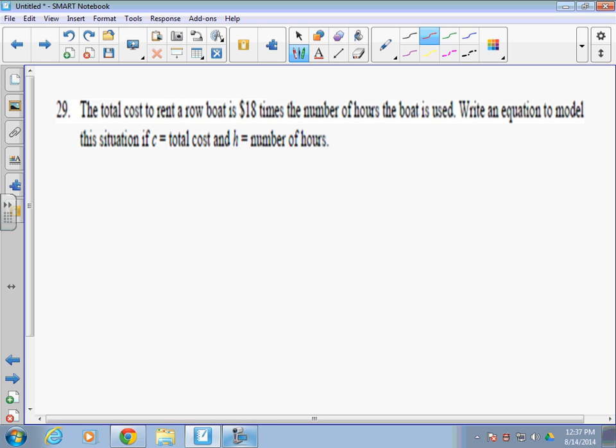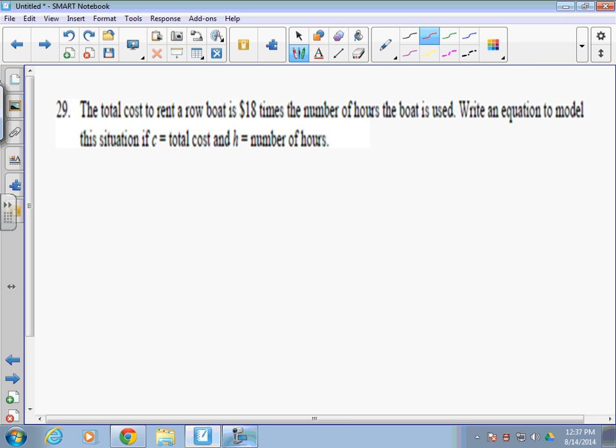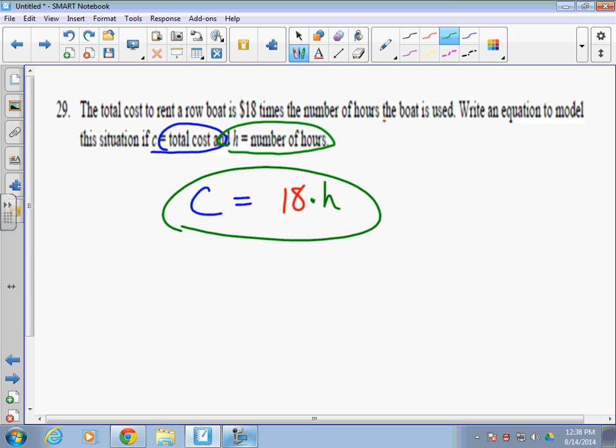29 says the total cost to rent a rowboat is 18 times the number of hours the boat is used. So the number of hours, that's what we don't know. So 18 times the number of hours. You can use h, I just used x. It says write an equation to show this situation. Okay, and it does say to use h at the bottom. I got ahead of myself. It says write an equation to show if the total cost is C, so C equals 18 times the number of hours. So 18 times H, or C equals simply 18H. This is a very simple equation that we wrote.